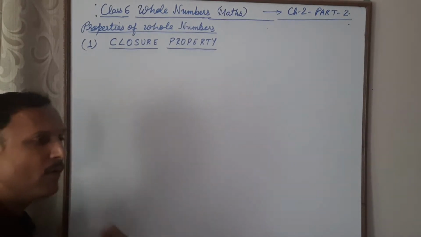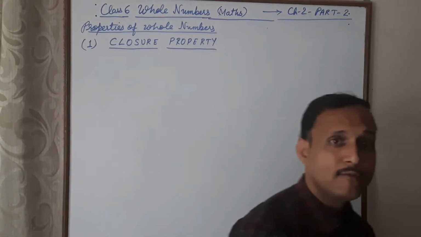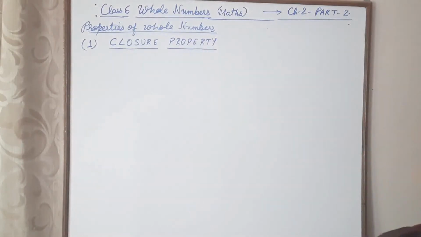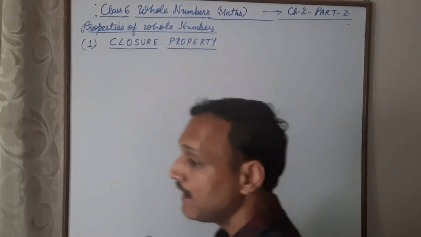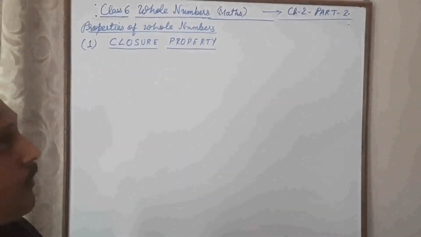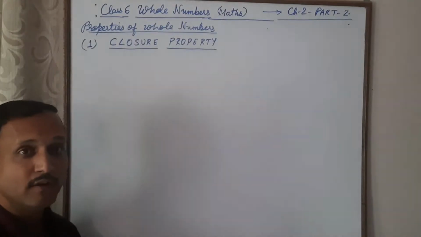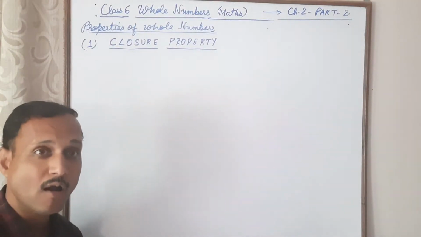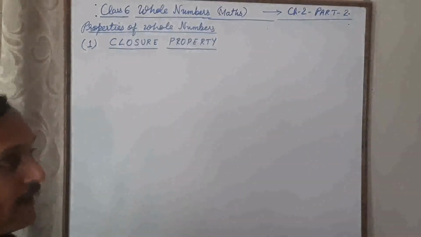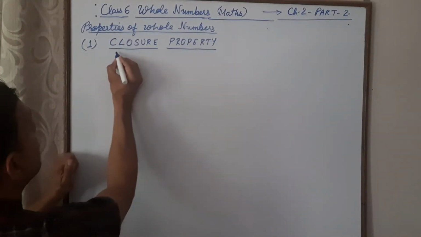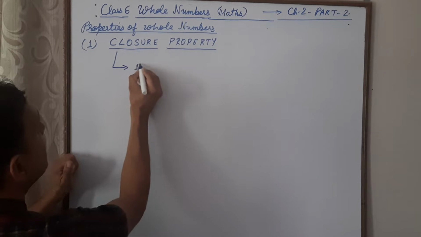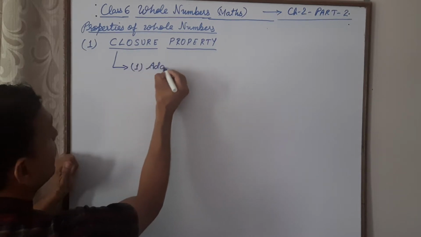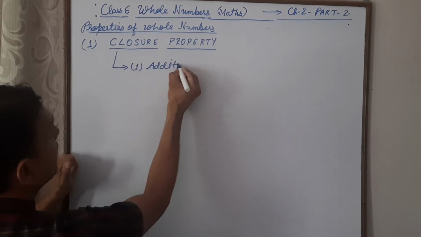So children, we know there are four operations: plus, minus, multiply and divide, and we have to check closure property for all these four operations. So let us begin with addition. Closure property, first one, we will begin with addition. Whether in addition this property holds or not.